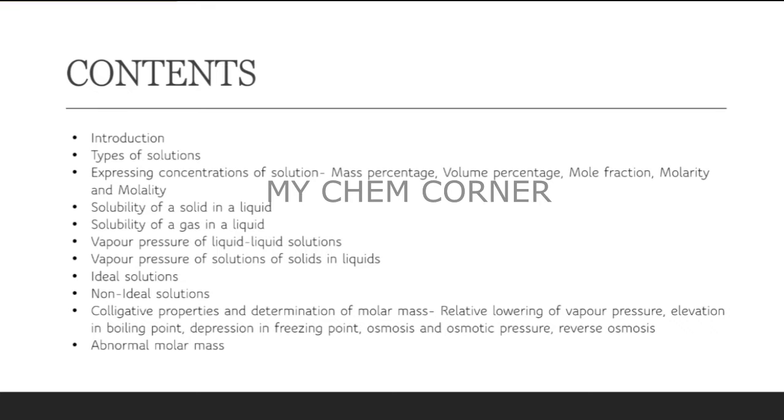Then you will come across a topic called ideal and non-ideal solution. This is very similar to what we learned last year in the states of matter chapter, where we only dealt with gases. There, what did we learn? We learned something called an ideal gas. What is that ideal gas? An ideal gas is something that obeys Boyle's law, Charles' law, Avogadro's law, and all of that. The same thing here: an ideal solution also obeys certain laws. That's why they're called ideal solutions.